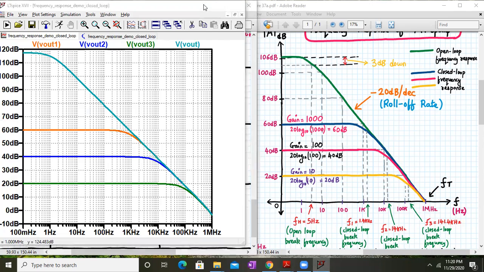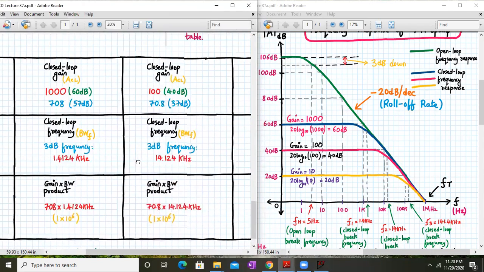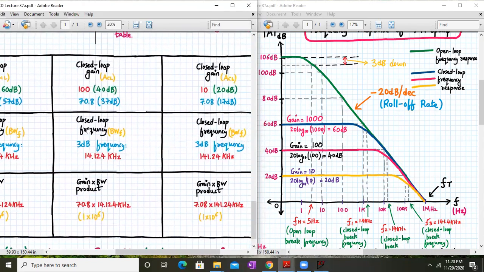Fine. Now let us check that number. With a closed loop gain of 100, that is 40 dB, if you do 20 log to the base 10 of 70.8, you will get 37 dB, correct? And if you divide 1E6 by 70.8, you will get the 3 dB frequency, that is 14.124 kilohertz.